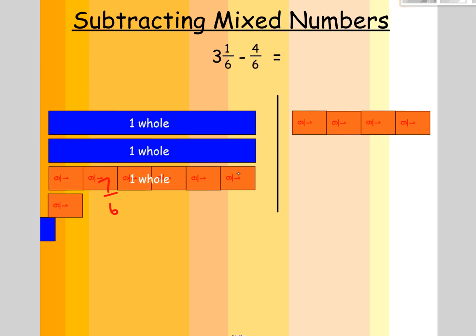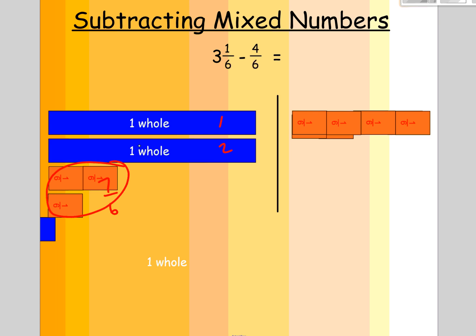Now I can match it up. I can go 1, 2, 3, 4. I'm left with 2 wholes and 3/6, or 2 3/6, which simplifies by 3 and becomes 2 1/2.